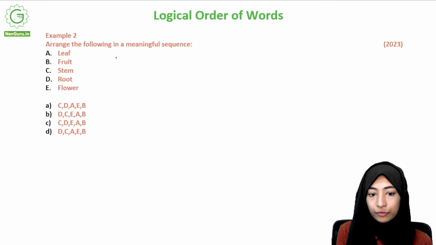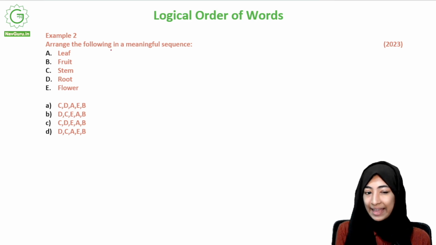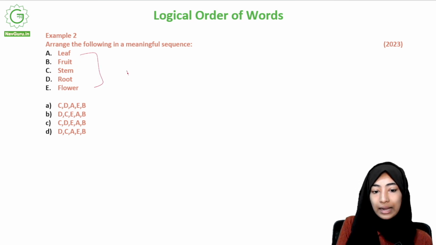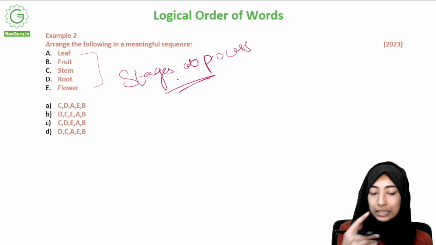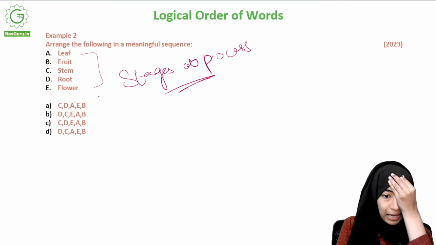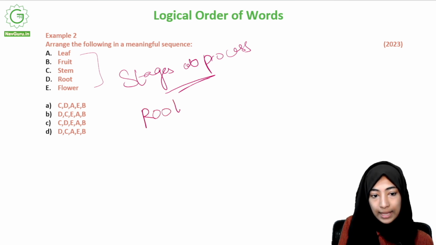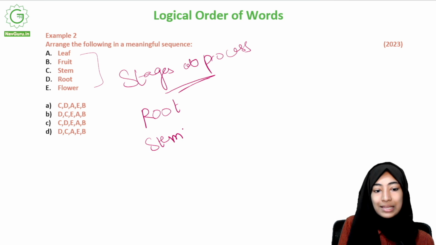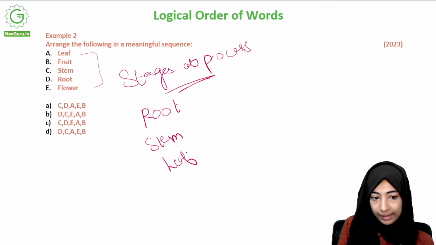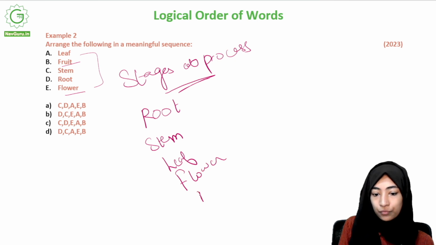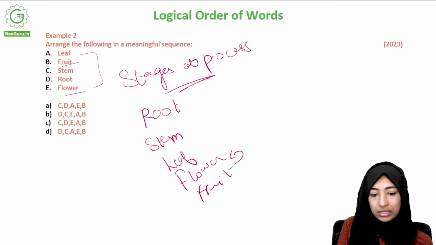Again, the same thing, meaningful sequence: leaf, fruit, stem, root, flower. Now this looks like what we earlier had as stages of process, right? So it sort of looks like a plant. Where does it start from? A plant first becomes a root, and then it goes on to become a stem, and then it will get leaves, and then fruit or flower, what comes first? So you would know, it would be flower first and then fruit. You get a fruit from a flower, right? So this is the order.